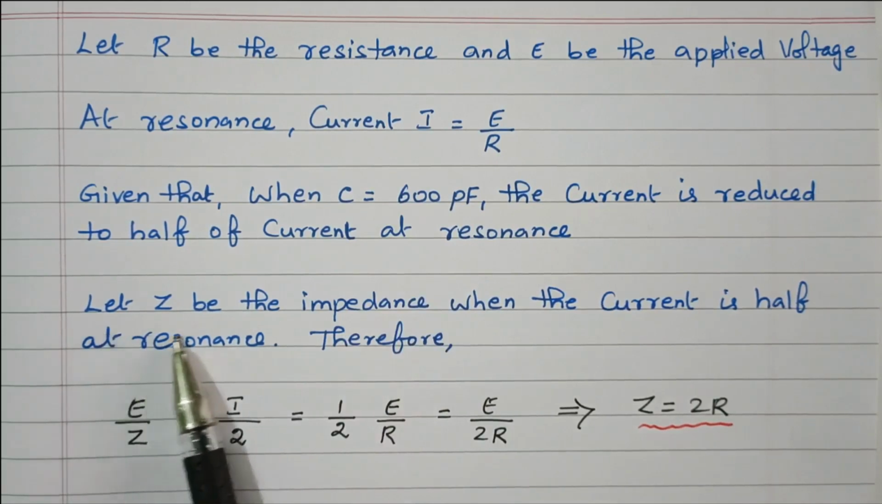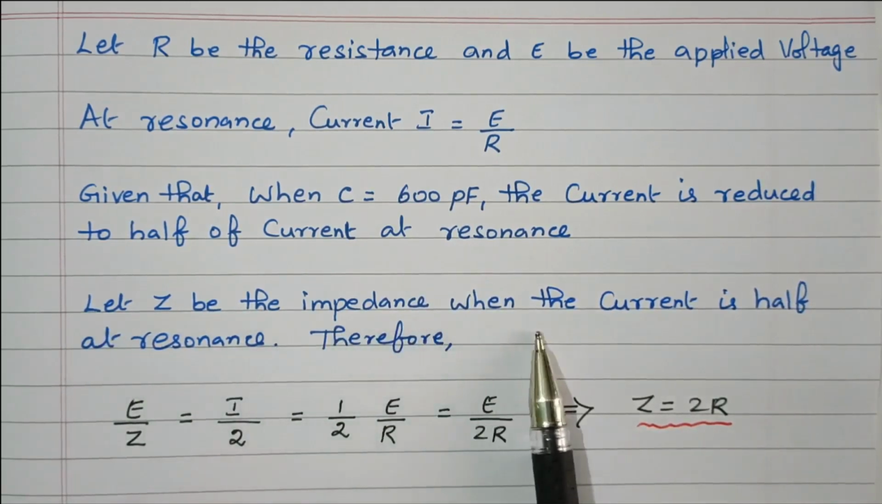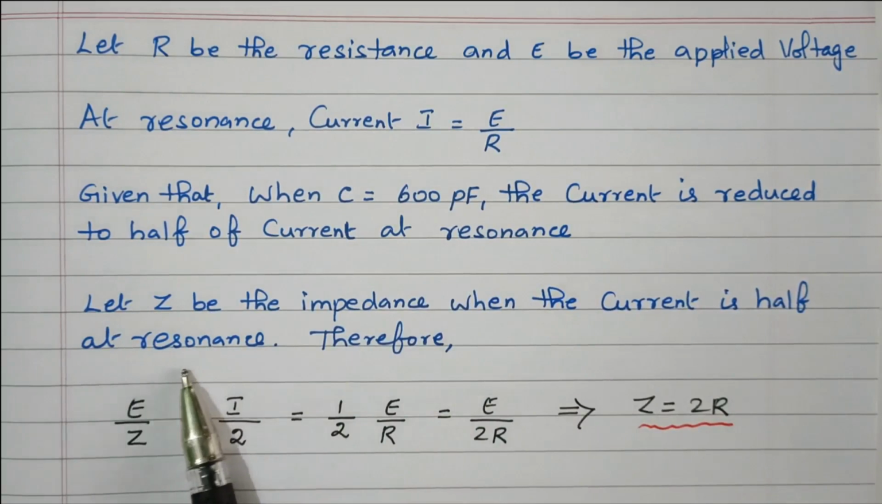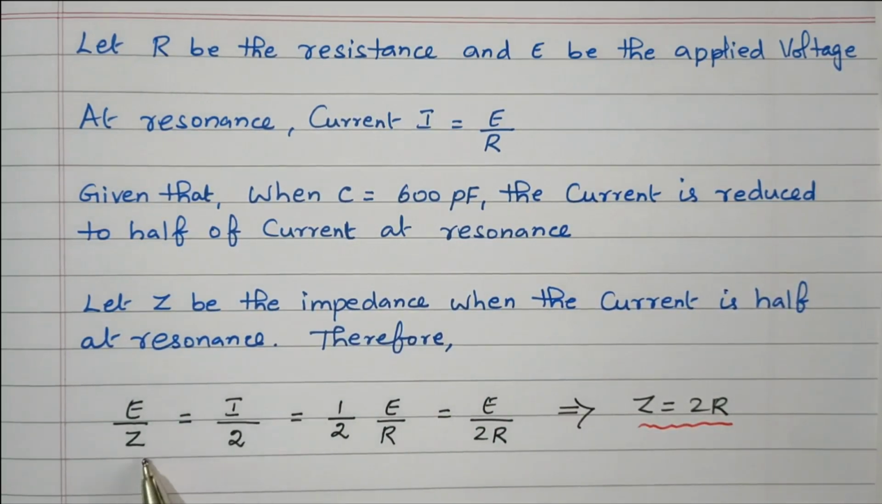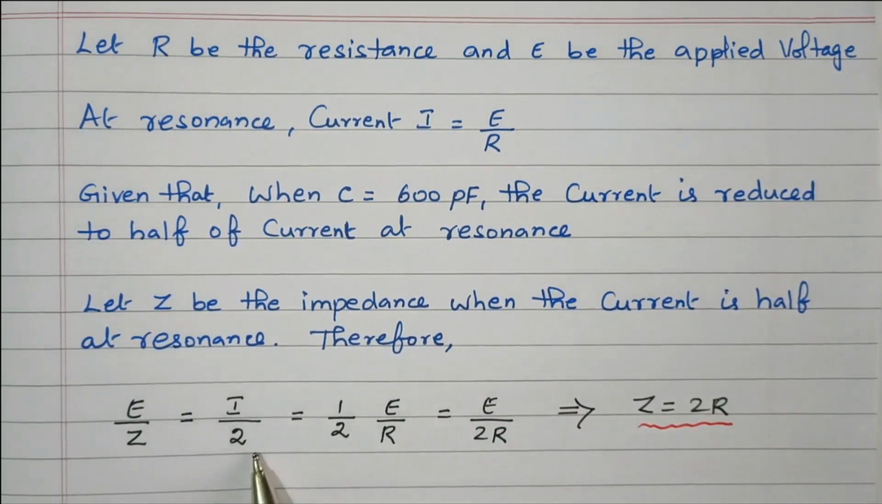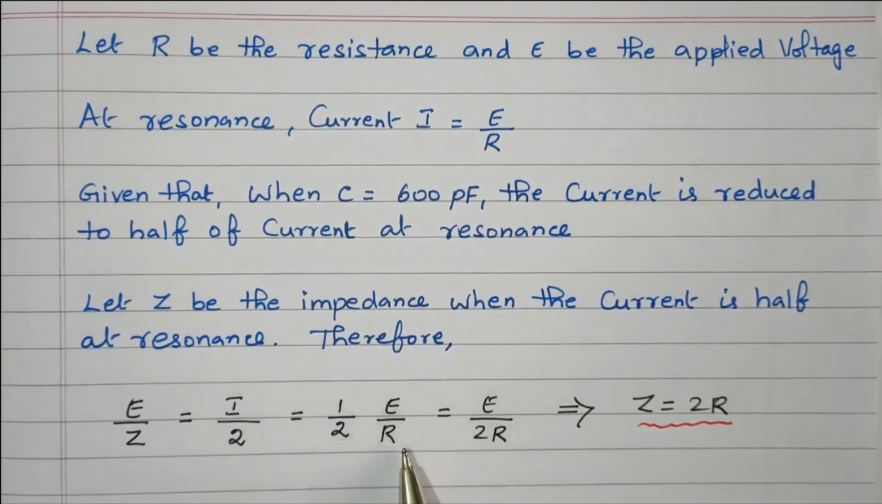For this case, let Z be the impedance when the current is half of that at resonance. Therefore, E divided by Z equals I divided by 2. So that is equal to 1 by 2 into E divided by R.